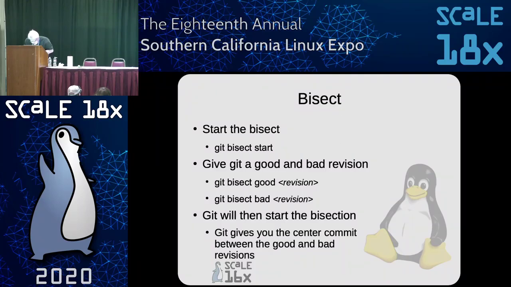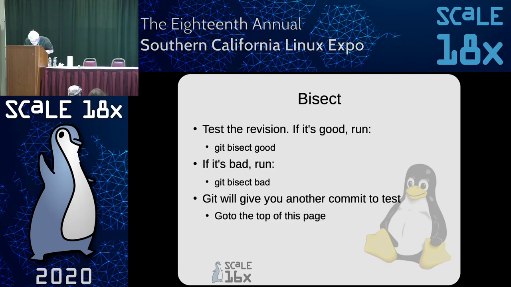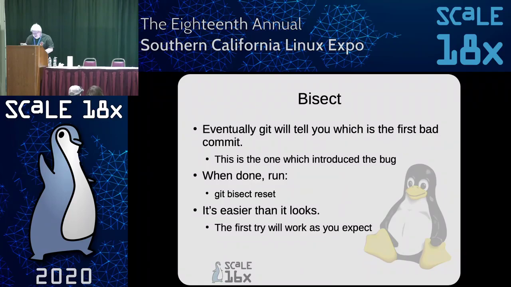So to start, git bisect start, then give it a good revision and bad revision. Then Git will start the bisection. It gives you the center commit. Test it, build it. If it works, say git bisect good. If it's bad, git bisect bad. Then it'll give you another commit to test. Lather, rinse, repeat.